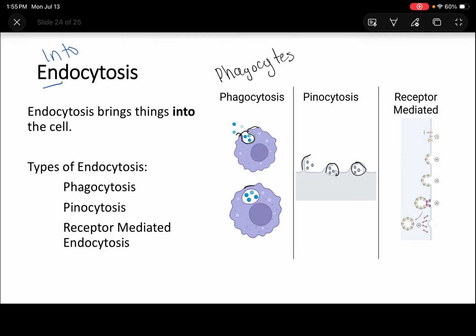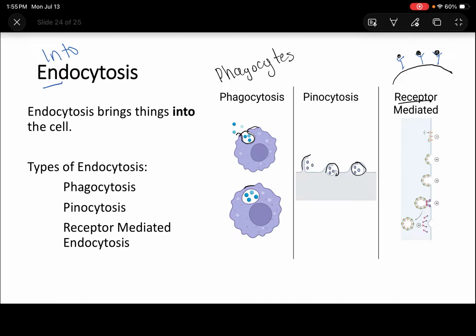The last type of endocytosis is receptor-mediated. So receptor, what does that mean? Well, on the outside of our cell, we have little receptors, right? Receptors receive information. And these receptors can bind to things. We talked about how proteins can bind to ligands and such. And then those receptors can actually come together and form these specific vesicles. So we call this receptor-mediated endocytosis. It's a very similar idea. We're just binding things and using the receptor to bring things in.